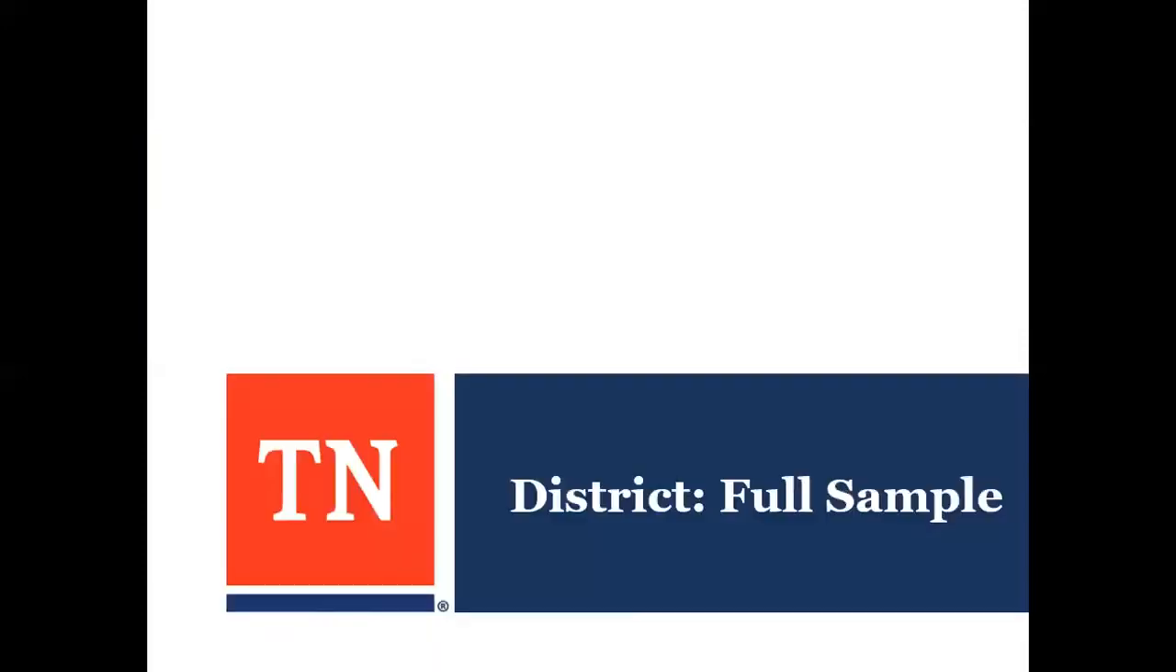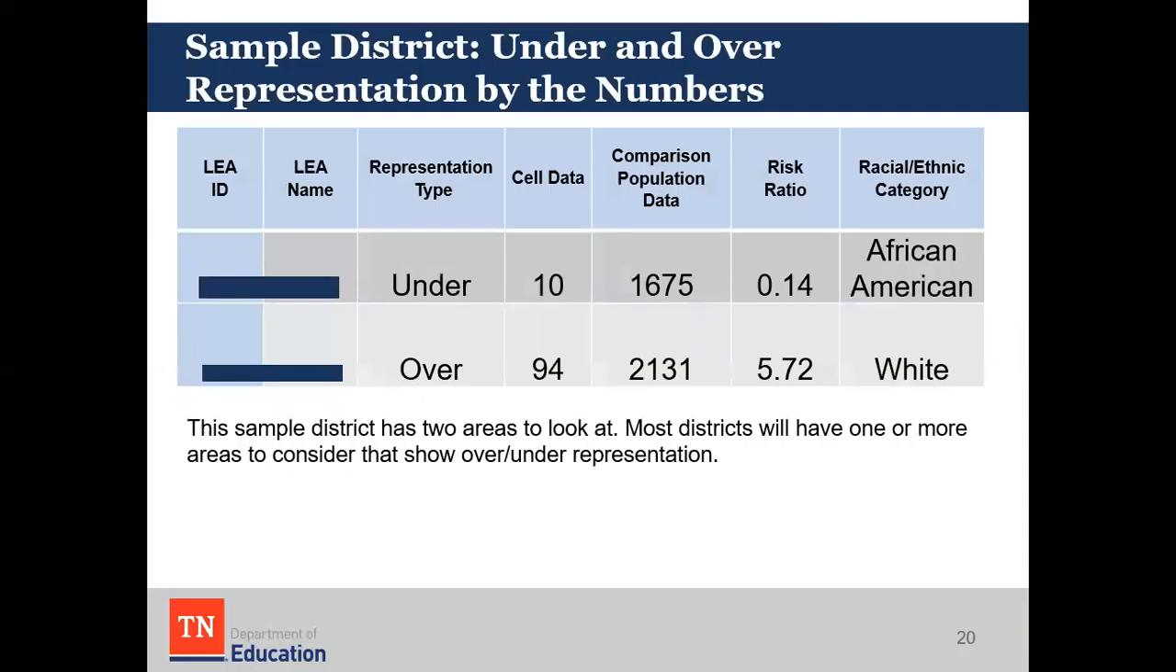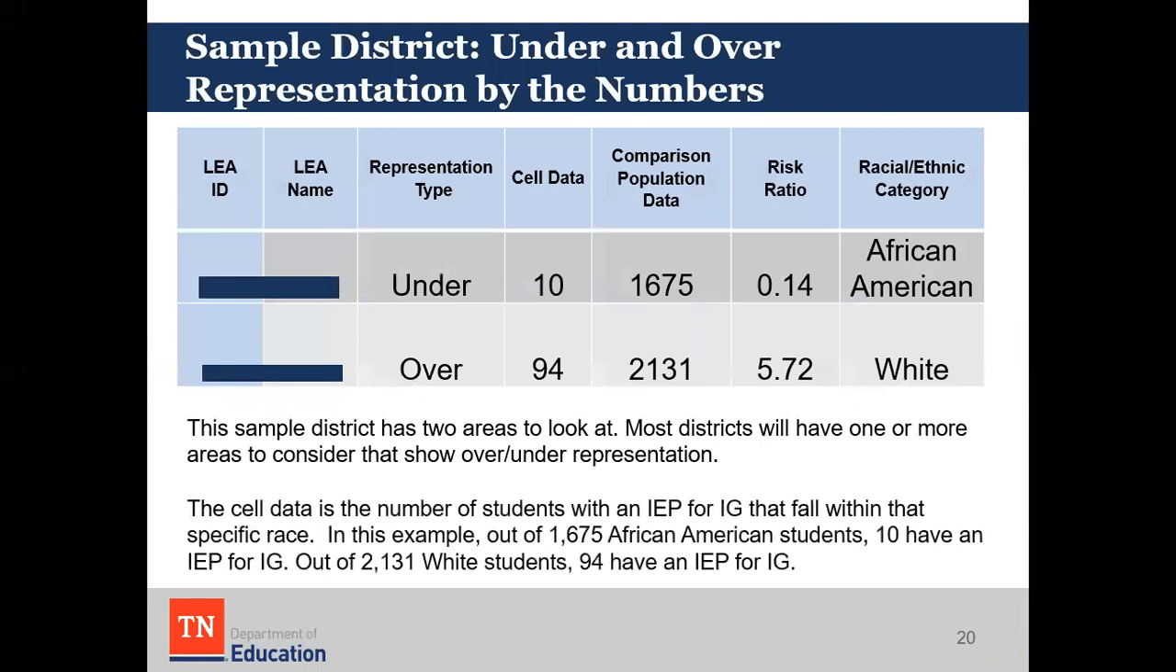So now we've done the statewide data, now let's look at a full sample from a district. This is a district here in Tennessee with the current data that we just went through on those dates. The sample district has 2 areas to look at. Most districts will have 1 or more areas to consider that show over and under representation.